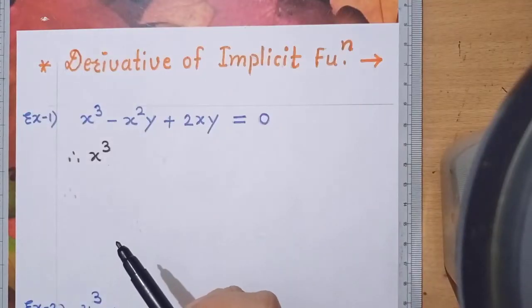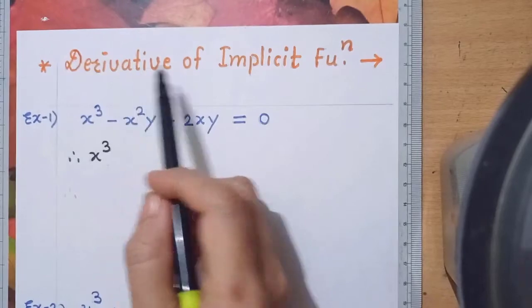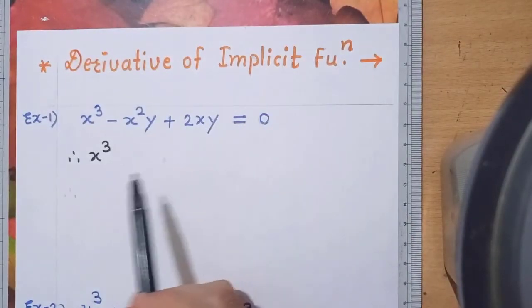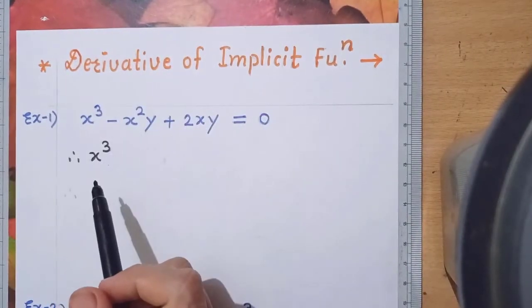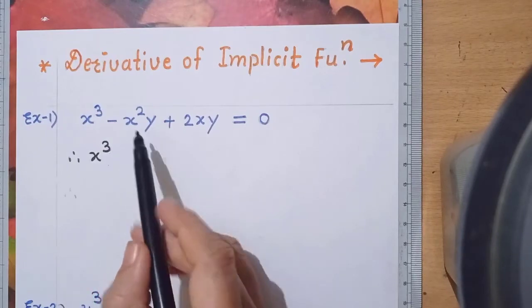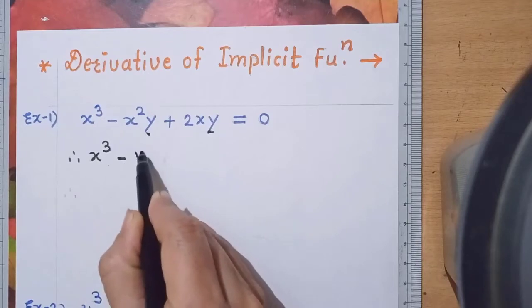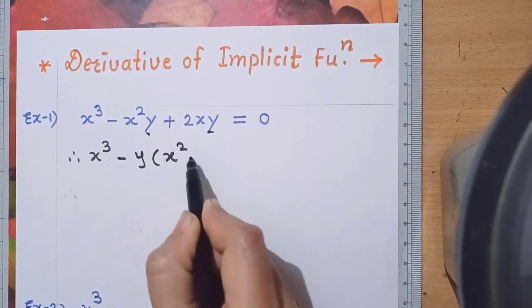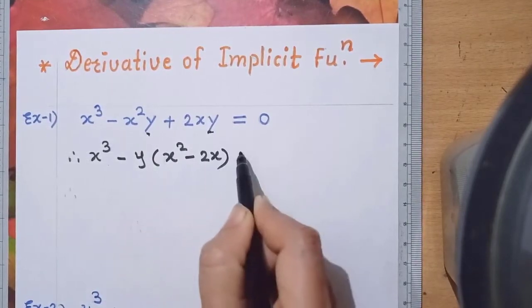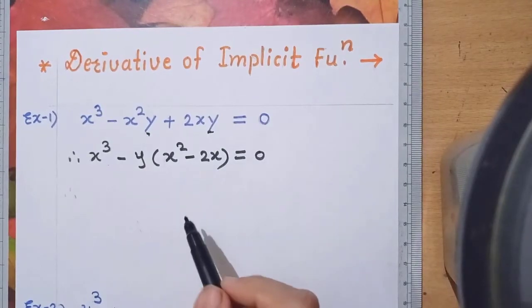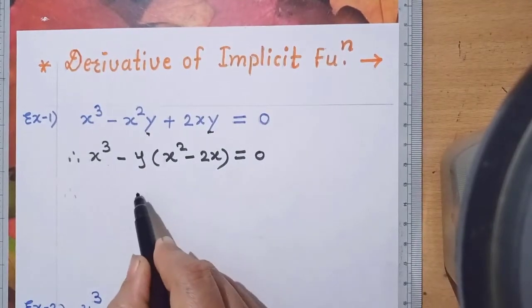Today we are discussing our next point, derivative of implicit function. Let's check the first example. Here we will take this y common. So x cube minus y(x square minus 2x) is equal to 0. Now shift this term to the right hand side.